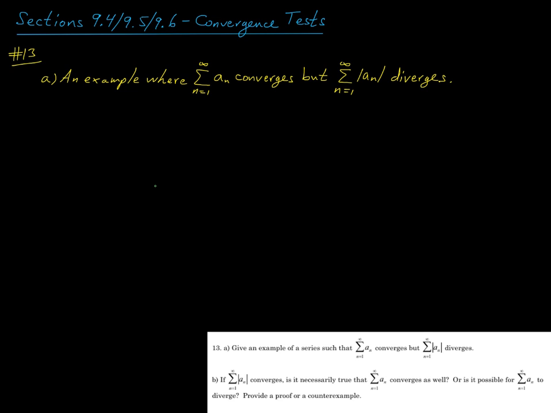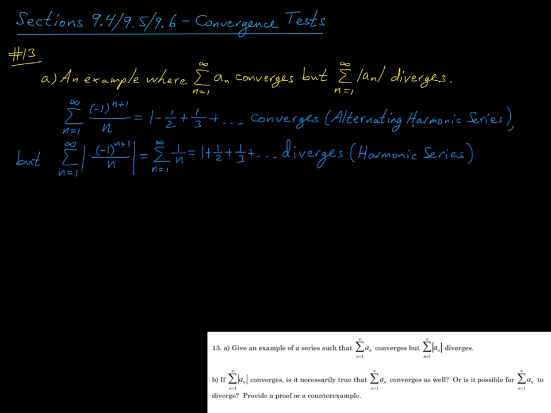All right, this last video on convergence tests. This is question 13, and part A says, give an example of a series such that the sum of a sub n converges, but the sum of the absolute value of a sub n diverges. You might want to pause the video and give this some thought, but we've already seen an example, and it is the alternating harmonic series.